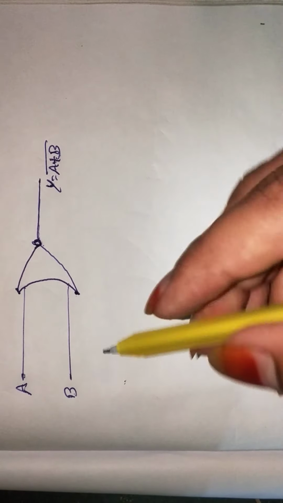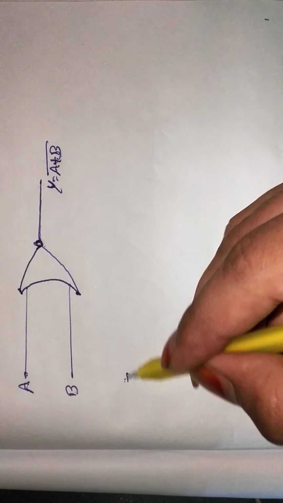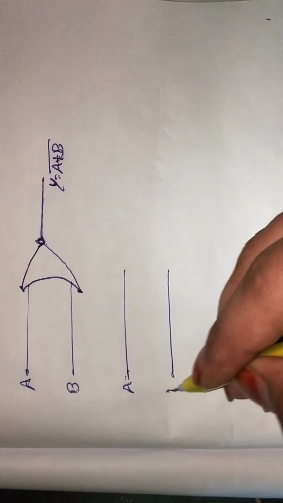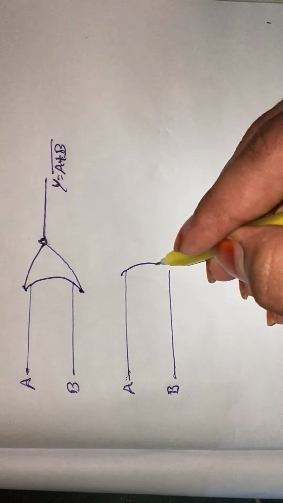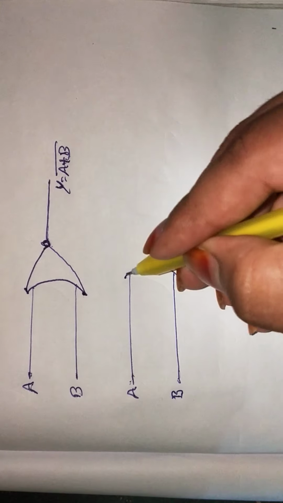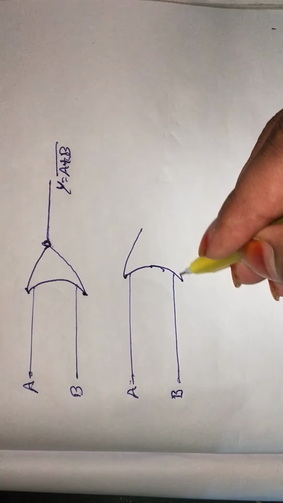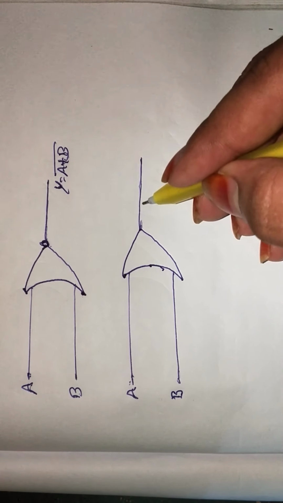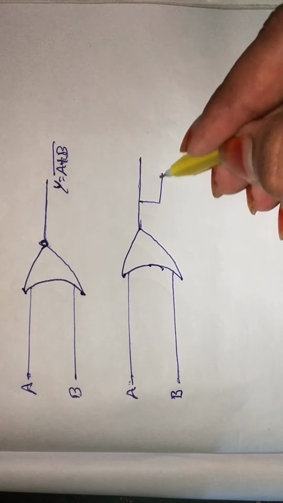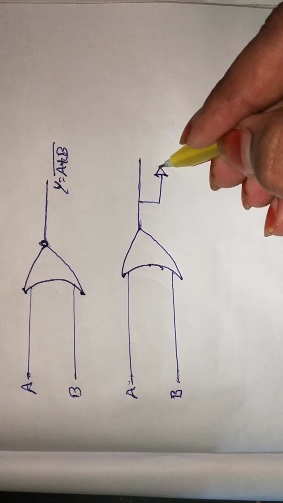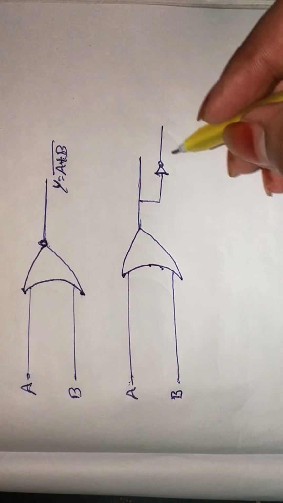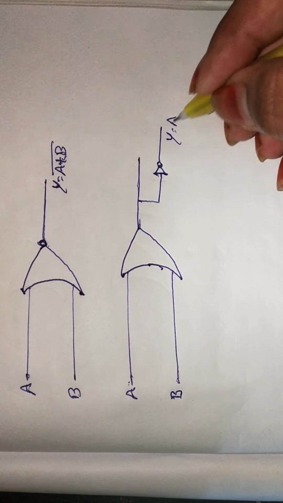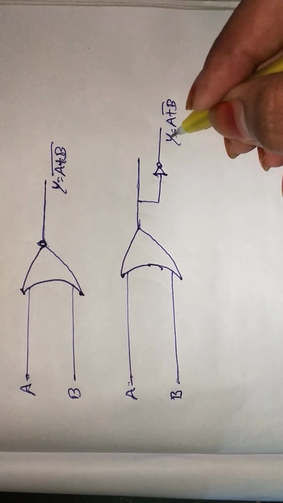Another logical symbol example is, take two input variables a, b, and the OR symbol. In this output we can add a NOT symbol, then it will be considered as a NOR gate. Y equal to a plus b whole bar.